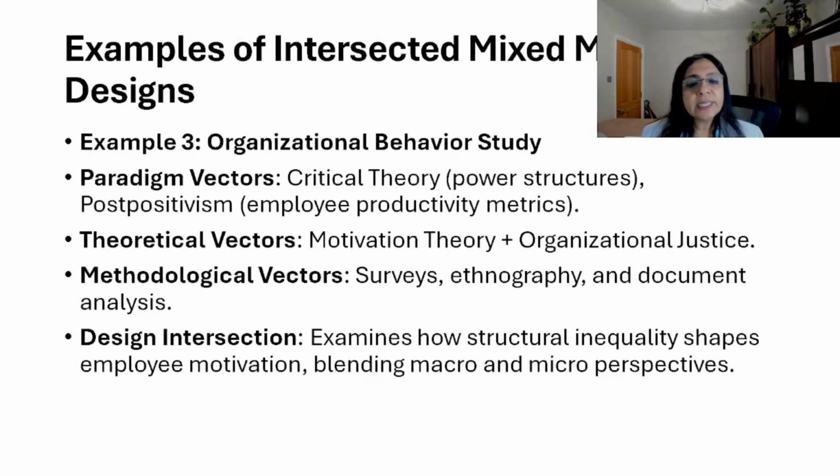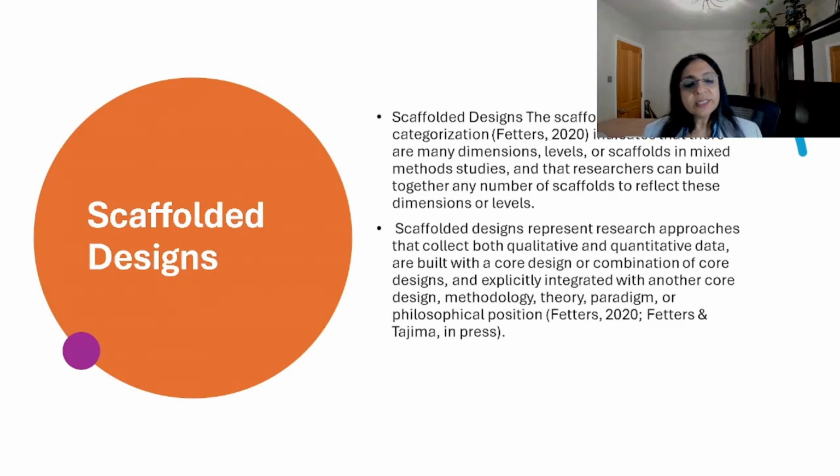The third example is an organizational behavior study. Paradigm vectors are critical theory, power structures, and post-positivism, employee productivity metrics. Theoretical vectors here are motivation theory and organizational justice, and methodological vectors: surveys, ethnography and document analysis. Design intersection examines how structural inequality shapes employee motivation, blending macro and micro perspectives. So the next design is the scaffolded design.